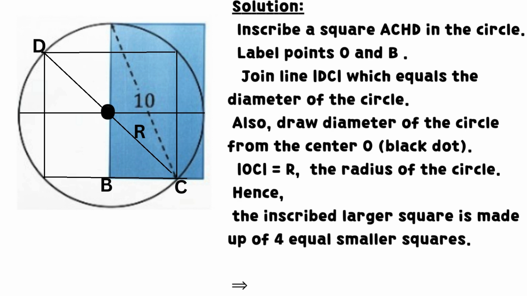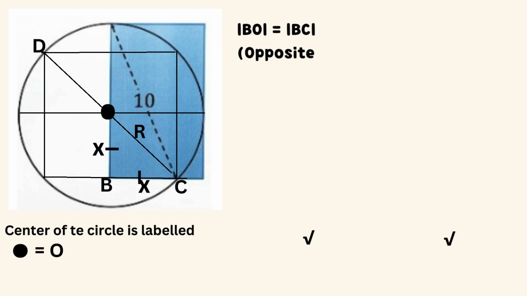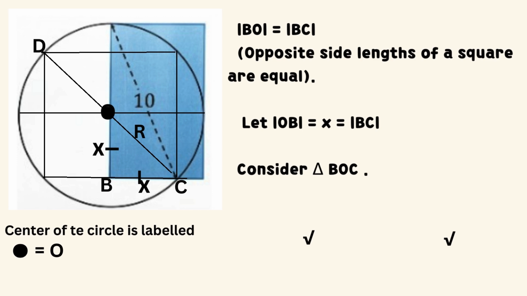Hence, the inscribed larger square is made up of 4 equal smaller squares. Line BO equals line BC. It is because the opposite side lengths of a square are equal. Let line OB equal X, which equals line BC.